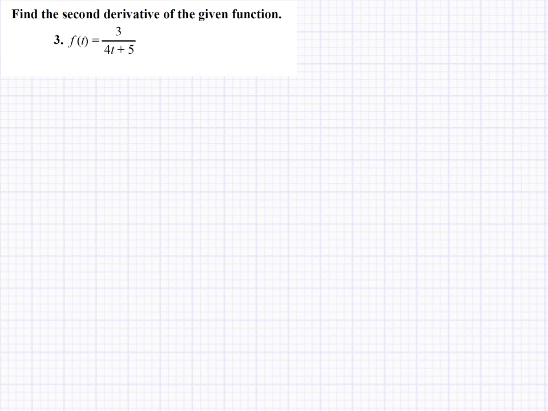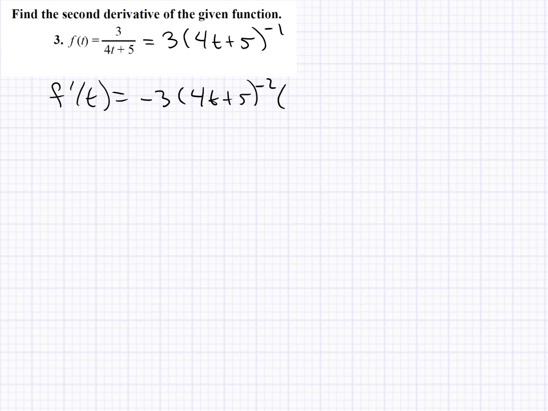All right, so here we need to find the second derivative, and we're going to do this using the chain rule. I could use quotient rule, but it's actually easier if we rewrite this as 3 times 4t plus 5 to the negative 1. So if I go to take the derivative and I use the chain rule to do that, this negative 1 comes out, I get negative 3 times 4t plus 5 to the negative 2 times 4, which we could rewrite as negative 12 times 4t plus 5 to the negative 2.